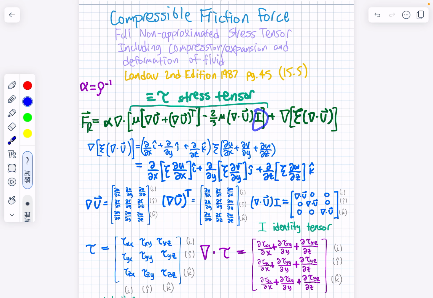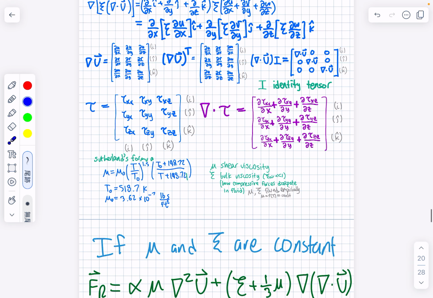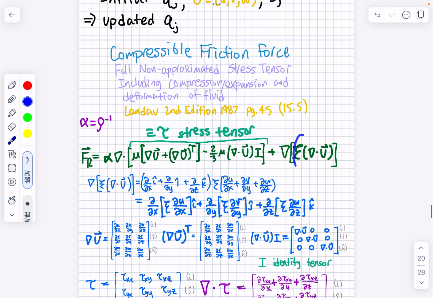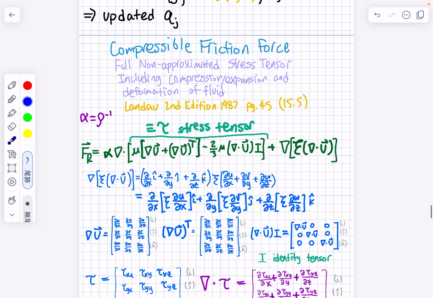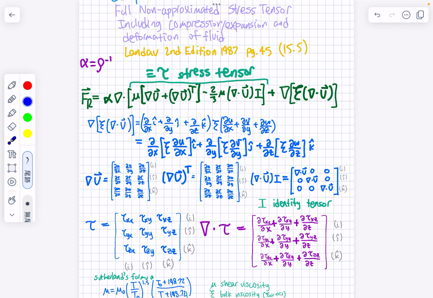And this identity tensor is because the fluid is isotropic, which means the way this friction works is actually the same in all directions. And finally, we have the gradient of, I believe this is the bulk viscosity, times the divergence of the fluid. And so this equation, being compressible, explains how the fluid compresses and expands, and also how the fluid deforms under rotational stress, which, of course, happens in the air, in the atmosphere, for example.